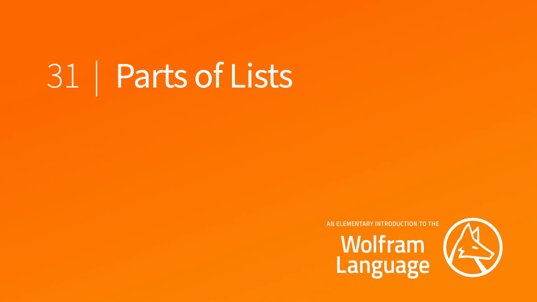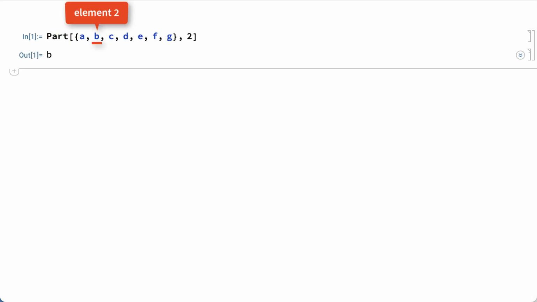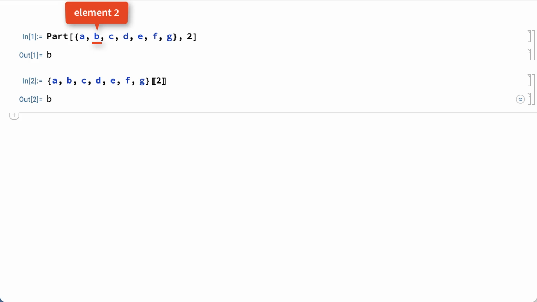This section is about doing things with parts of lists. A basic function for picking out parts of lists is the Part function. For example, this shows the Part function picking out element 2 in a list. The Part function is so common that there's a special notation for it using double square brackets. So for example, this also picks out element 2 in a list.